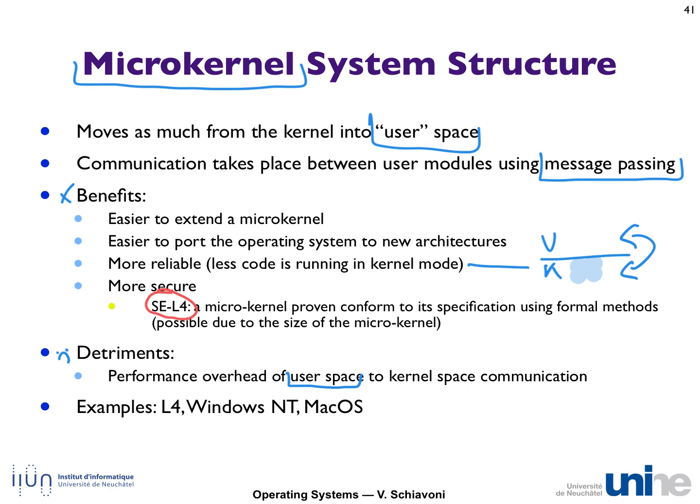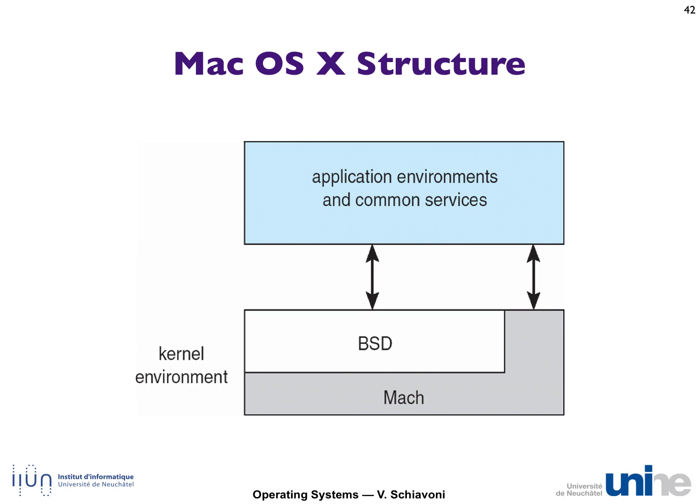Nonetheless, the microkernel architecture is the one that is used by Windows, or was used by Windows NT, and perhaps more recently macOS. So in the case of macOS, as we mentioned before, we have the application environment and the common services. For instance, the system programs are here.